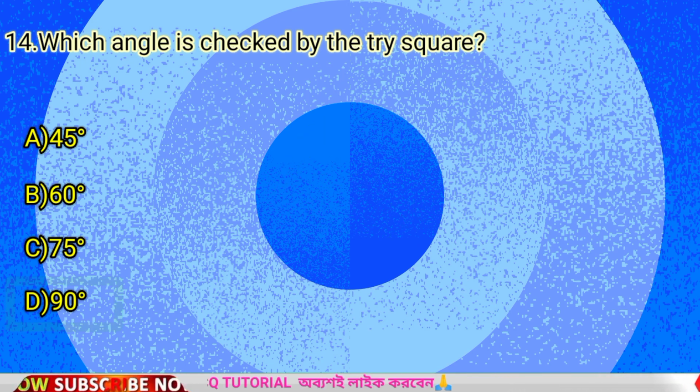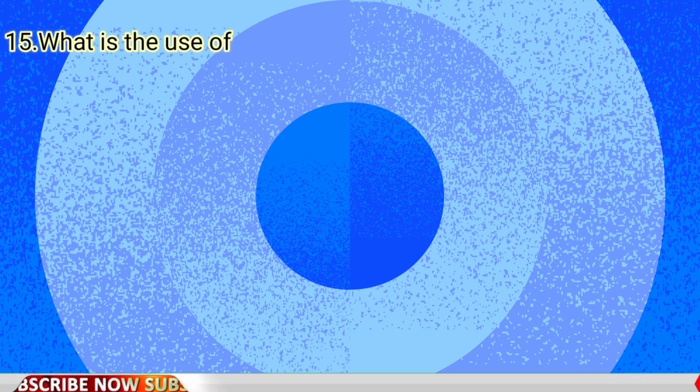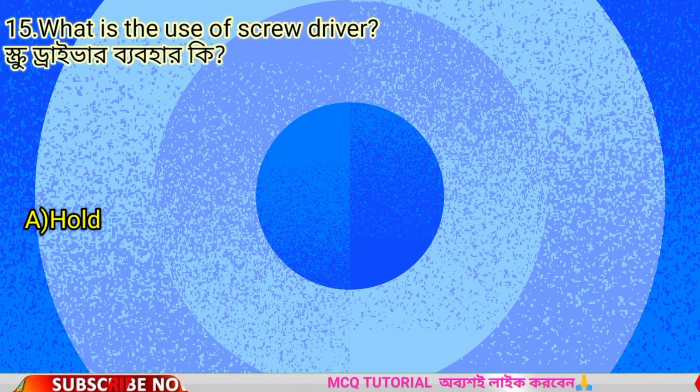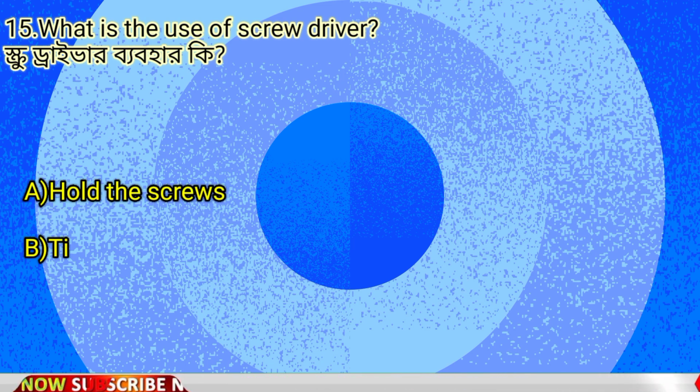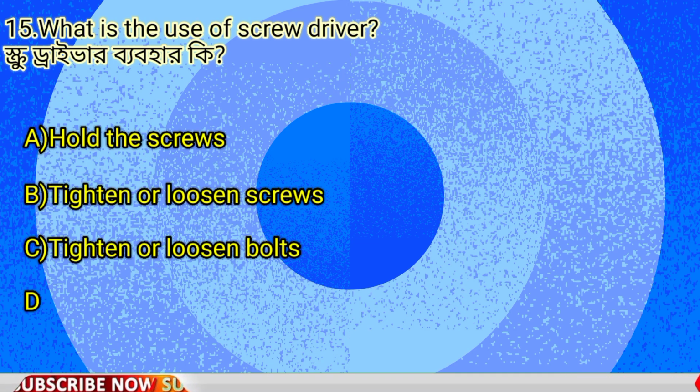The answer will be option D, 90 degree. What is the use of screwdriver? Option A, hold the screw. Option B, tighten or loosen screw. Option C, tighten or loosen bolts. Option D, tighten or loosen rivets.